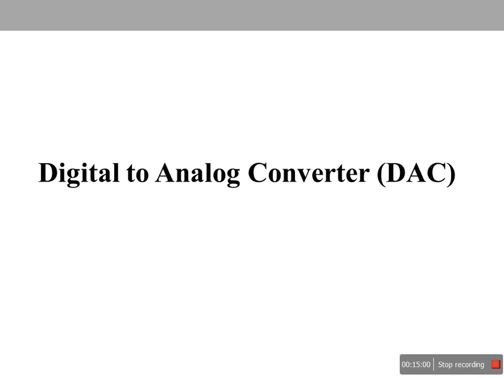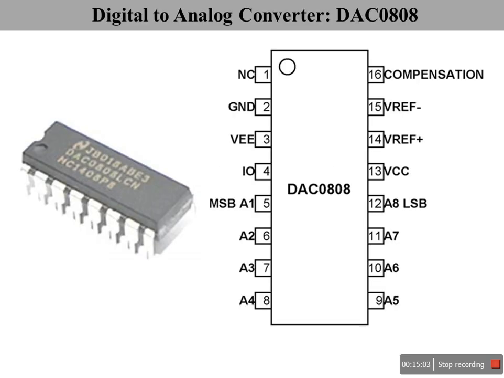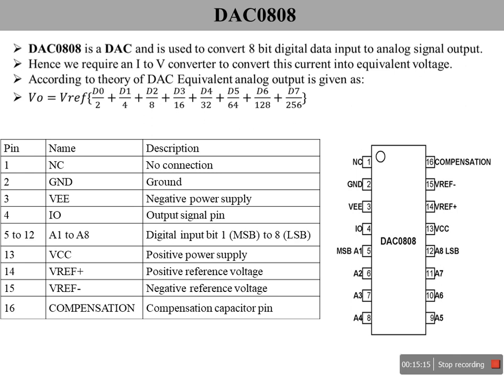In the digital to analog converter, again we have an IC here, DAC 0808. This is again a 16 pin IC, and we have different functions for each pin. Let's look at this. DAC 0808 is a digital to analog converter and is used to convert 8-bit digital data input to an analog signal output. So here this is a conversion from digital to analog signal.